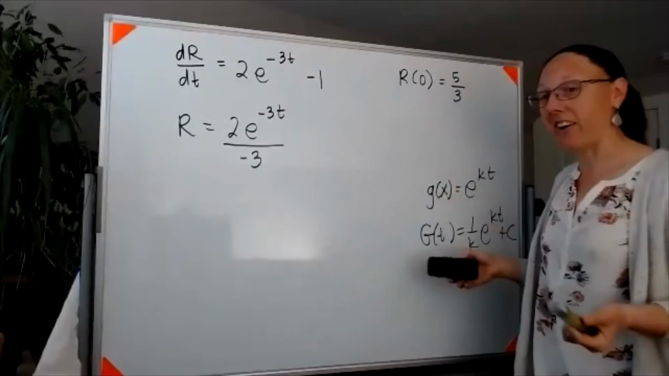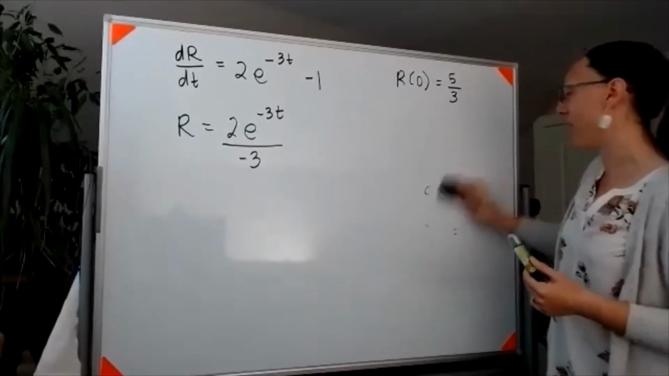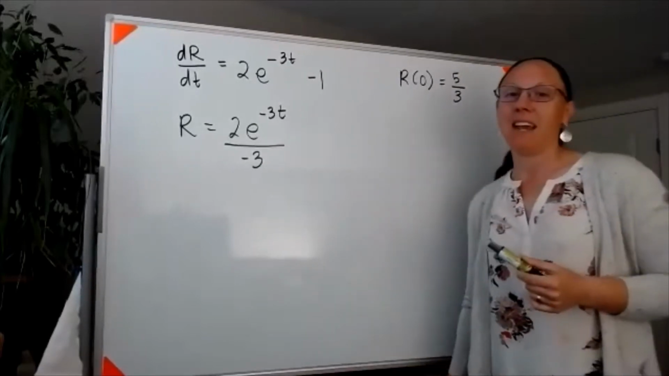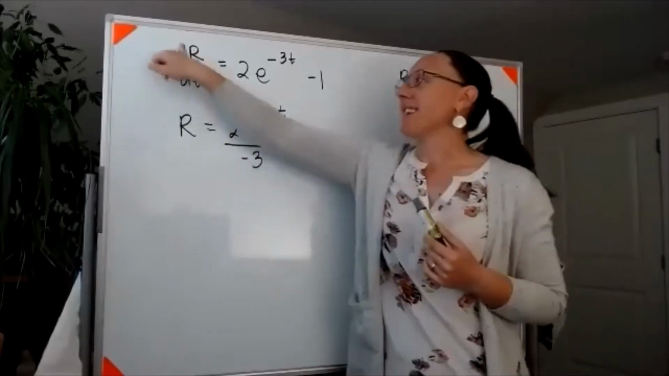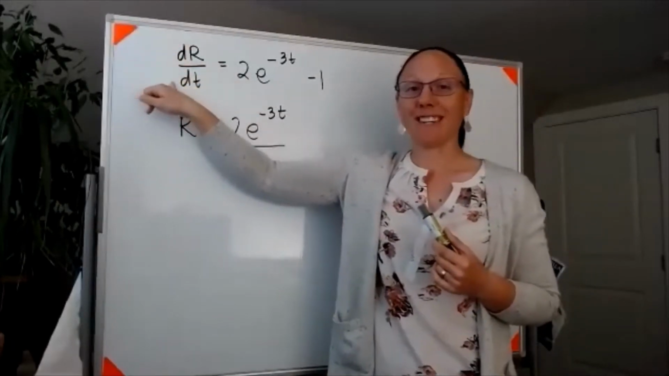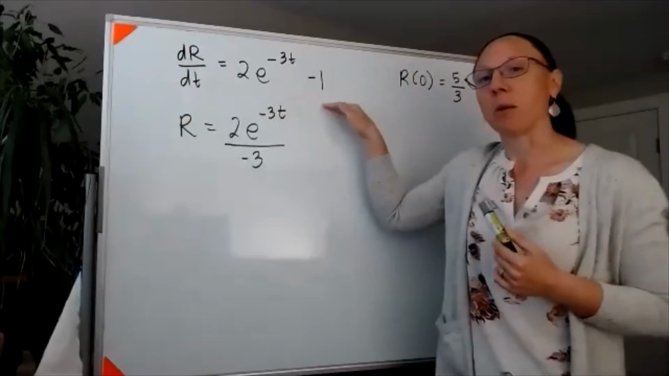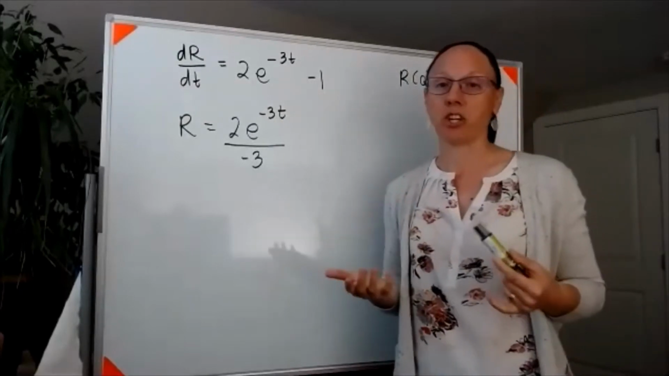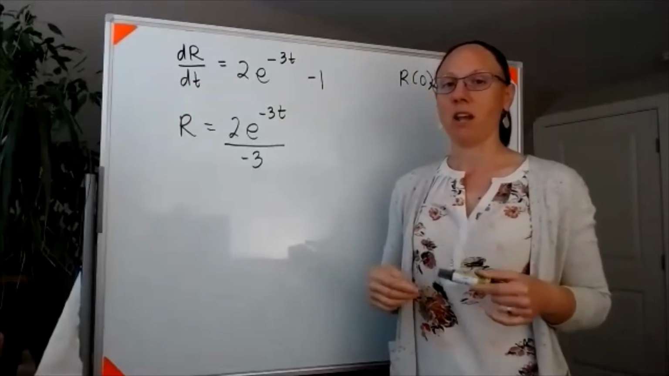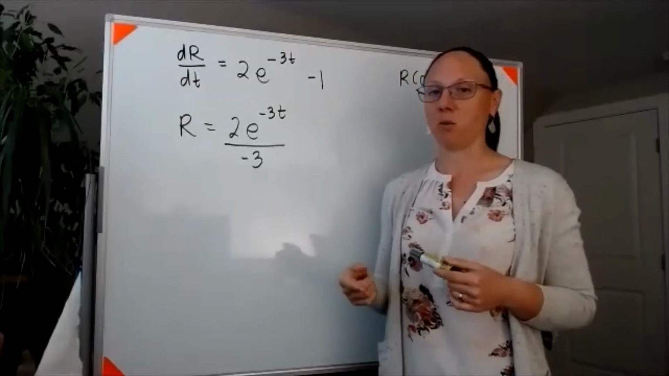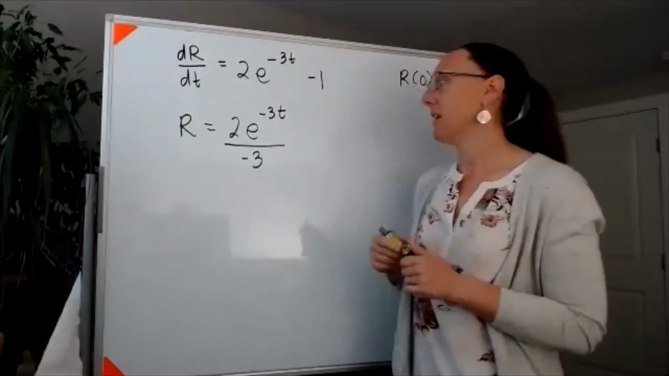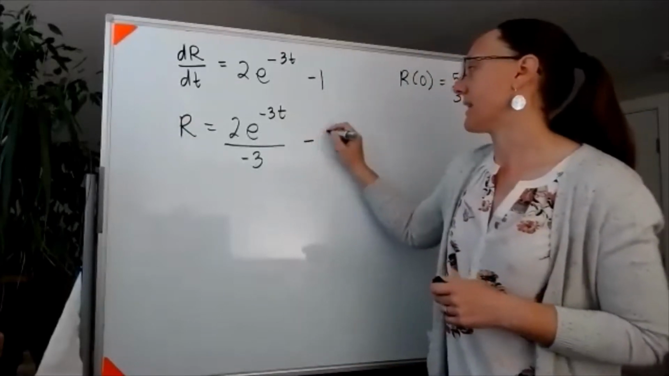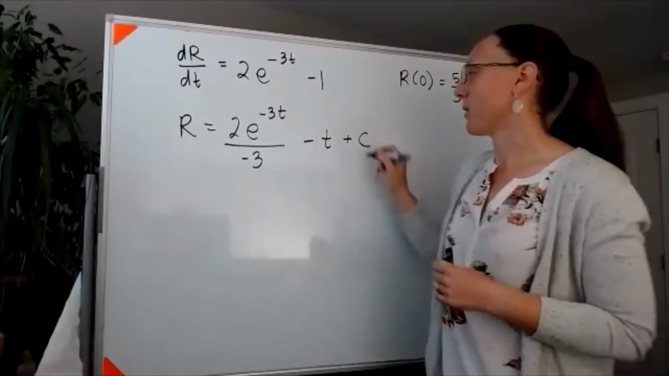Now that's not the entire antiderivative because we still have to deal with that -1 piece. Because this was given to us as dr dt, when I'm looking for the antiderivative of the -1, or which function has a derivative of -1, I want to make sure the letter I'm using is t. So this is going to look like -t plus some sort of constant.